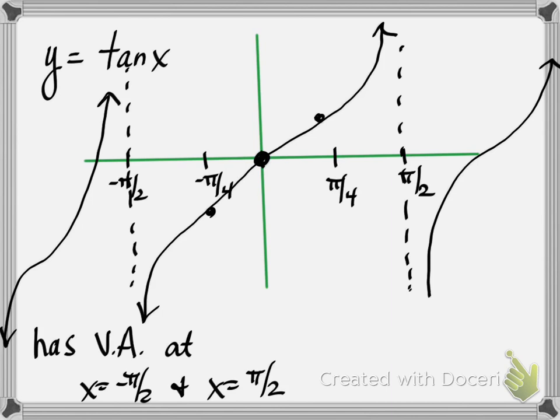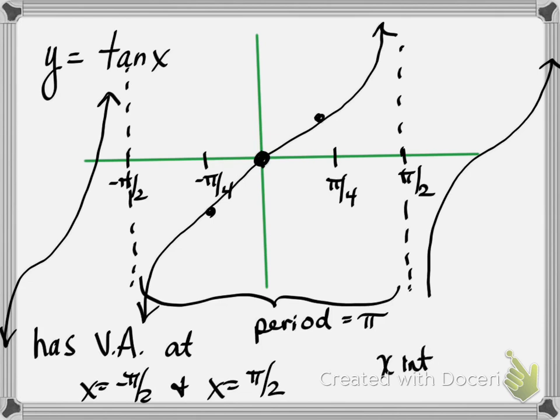So the other thing I need you to know is that the period of tangent is pi, because the graph goes between negative pi over 2 to positive pi over 2, which is pi units long. And we need to know we have an x-intercept at 0, 0, x or y-intercept, however you think about it. All right.